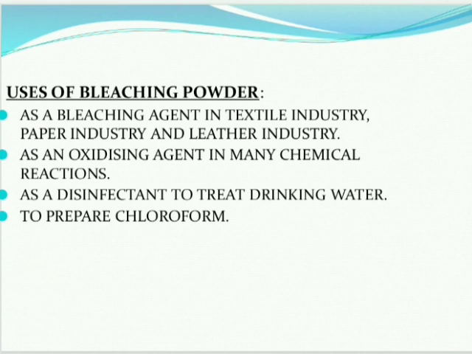Right. Next, let us see the uses of bleaching powder. Here, bleaching powder is used as a bleaching agent. Bleaching means it is used to remove unwanted waste material in the textile industry, paper industry, and leather industry. By proper bleaching, a cloth will get a smooth texture and also high quality.